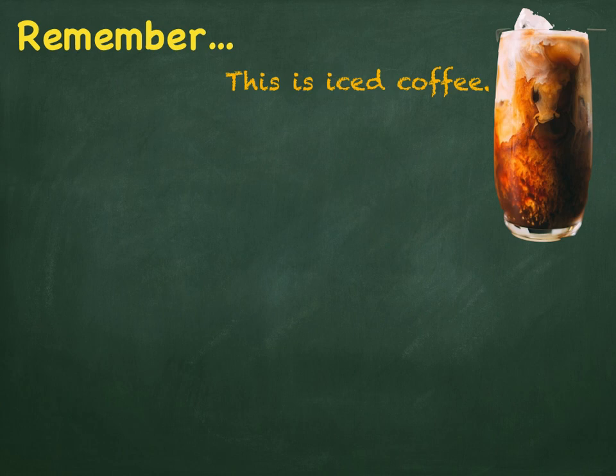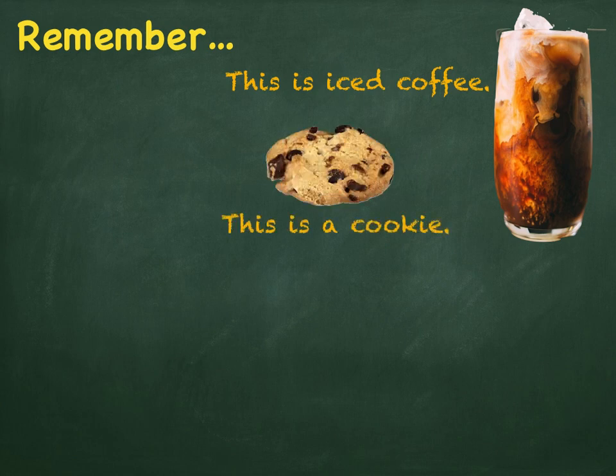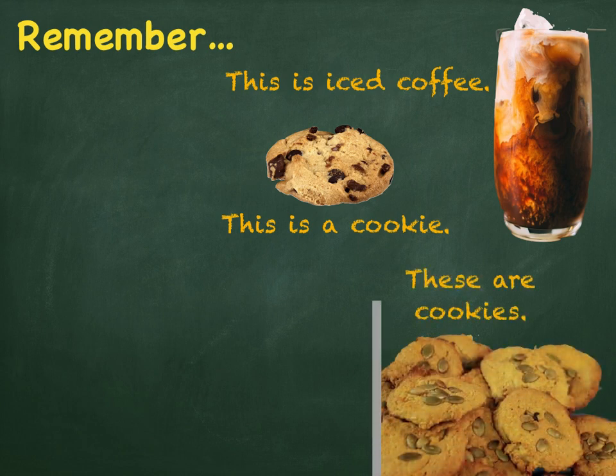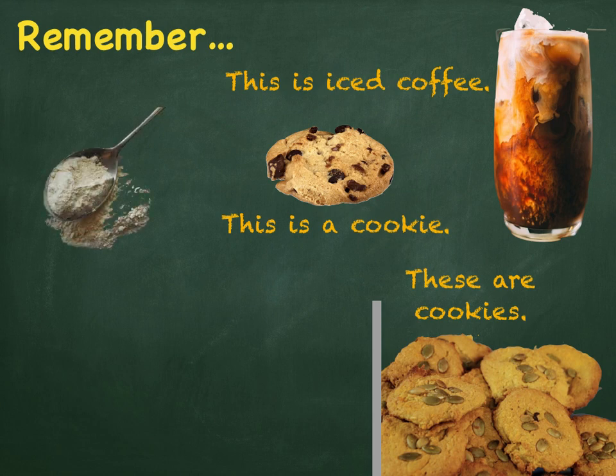Right. Coffee is a liquid. It's uncountable. Cookies are countable. So this is a cookie. And these are cookies. So what's this? It's uncountable and it's for cooking, cookies, bread, etc. It's flour.